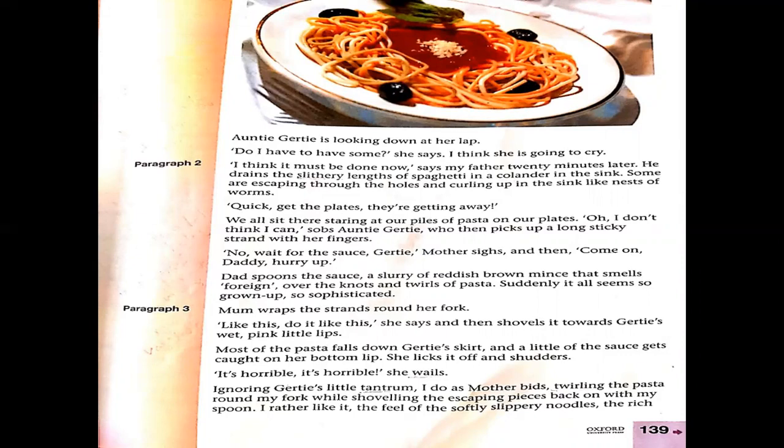She's folding them around the fork and she shovels, means she's lifting and moving towards Gertie's wet little lips so that she may eat. Most of the pasta falls down Gertie's skirt because this is the first time Gertie is tasting pasta and she's quite nervous or scared. That's why in nervousness, parts of the spaghetti fall on her skirt and a little of the sauce gets caught on her bottom lip. She licks it off. तो सॉस है ना वो उसके बॉटम लिप पर गिर जाती है एंड शी लिक्स इट, उसको साफ करती खा लेती है with her tongue and shudders.